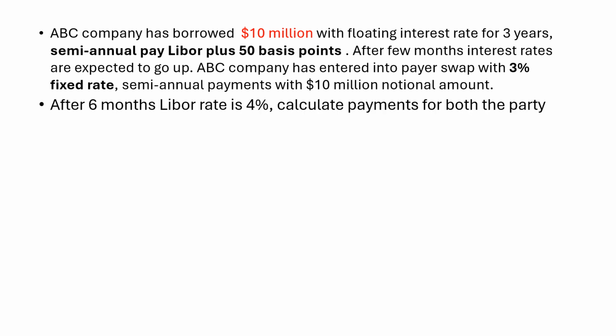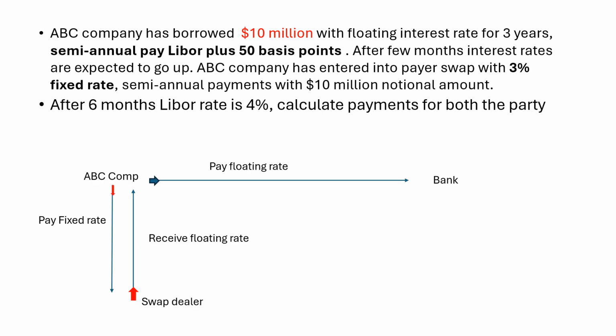Now after 6 months, the LIBOR rate is 4%. Let us calculate the payment for both parties. ABC company is paying a floating rate, that is not going to change, only the LIBOR rate is changing. So we have the 4% LIBOR rate plus 50 basis points, 4.5% divided by 2 multiplied by the 10 million notional amount. So 225,000 is what the company will have to pay to the bank.